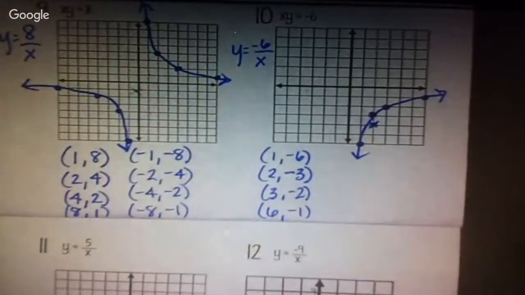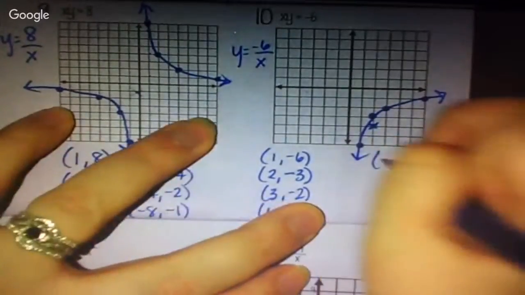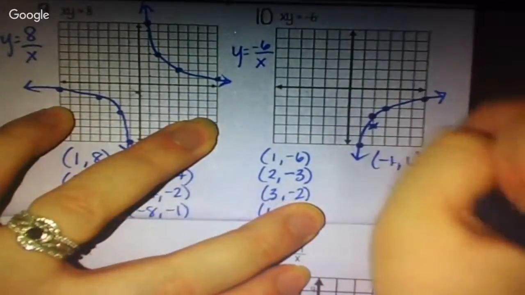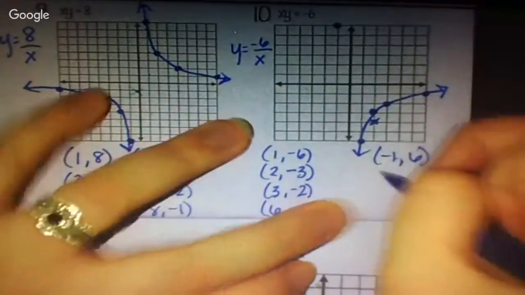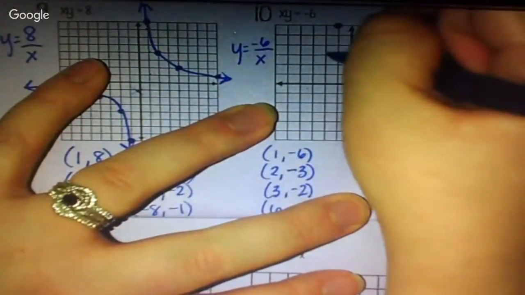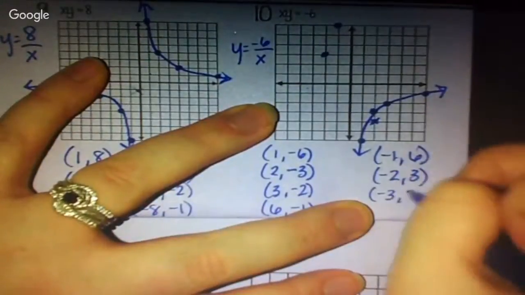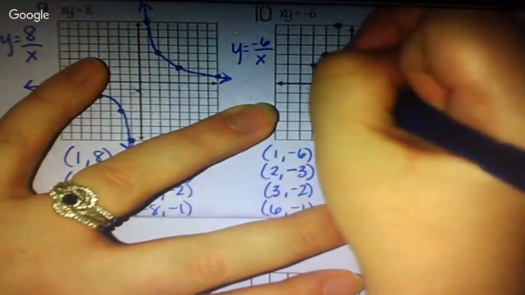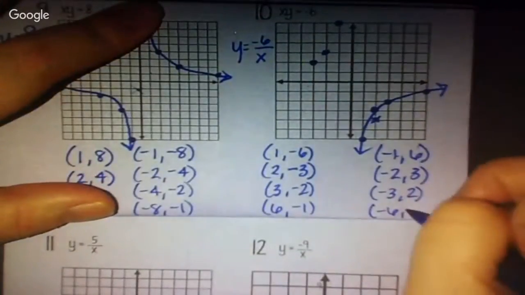Okay. And then you do the opposite of it to graph the other part. So if I had one at 1, -6, I've got one at -1, +6. If I had one at 2, -3, I've got one at -2, +3. And I have one at -3, +2. And -6, +1. Excellent.